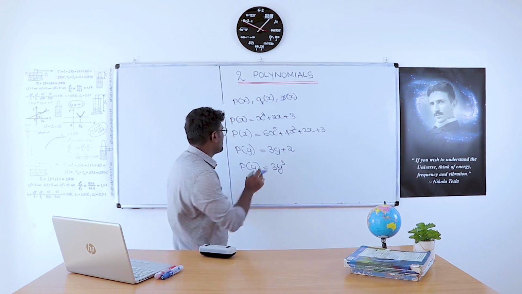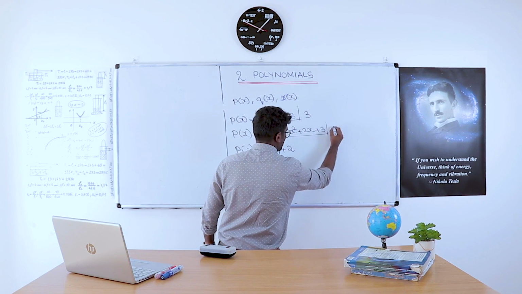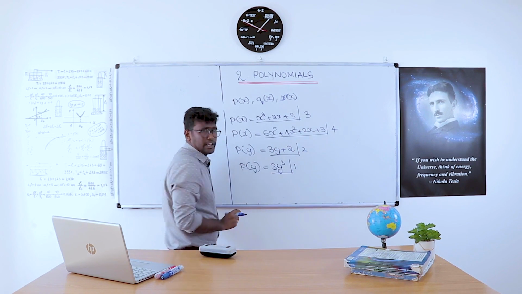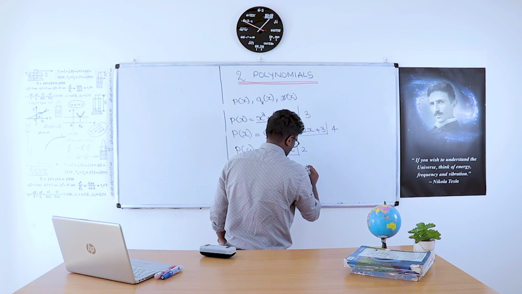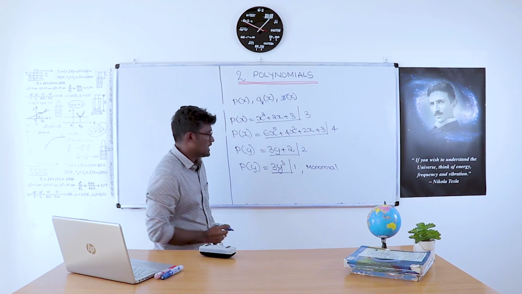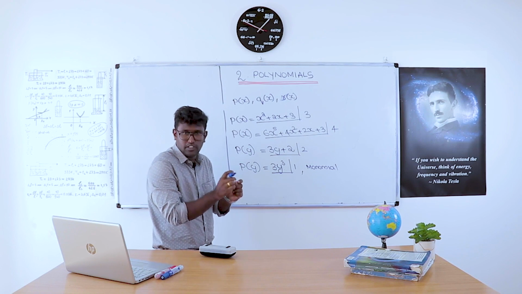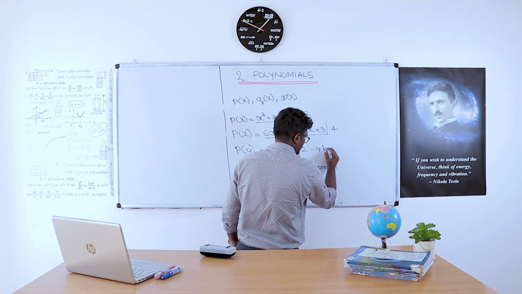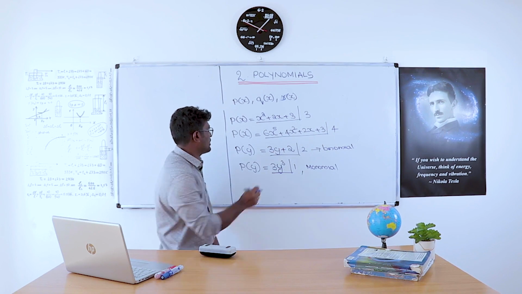So looking into the matter, how many terms are here? There will be 3 terms. How many terms are here? There will be 4 terms. How many terms? 2 terms. How many terms? 1 term. A polynomial with only one term is called a monomial. A polynomial with two terms is called a binomial.